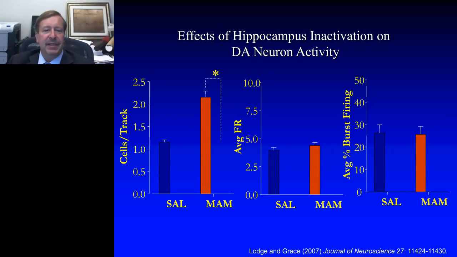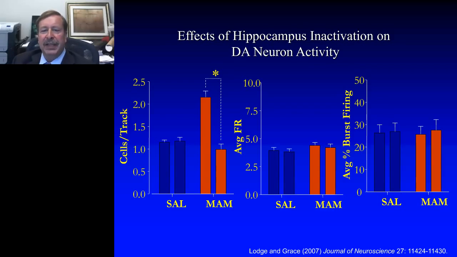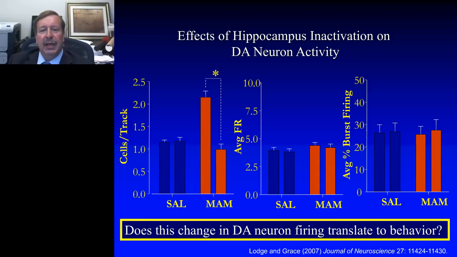Now, we believe that this is occurring through the hippocampus, because if we inactivate the hippocampus, we can reverse this. So injecting TTX in the hippocampus doesn't really affect the baseline firing in the normal animal, but in the MAM-treated animal, brings the number of neurons firing right back to control levels without affecting the other parameters of dopaminergic neuron activity. Now, what I've been talking about is electrophysiological properties, but is this something that can actually translate into behavior?